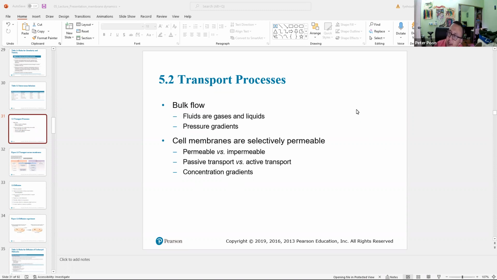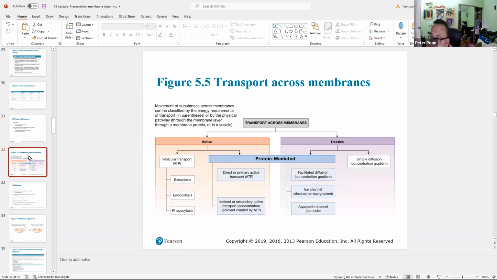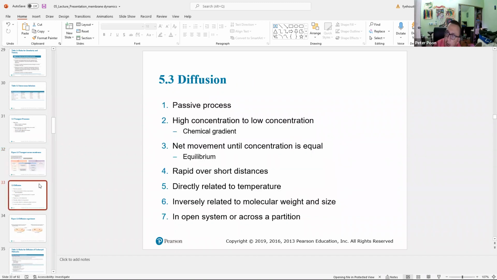Cell membranes are selectively permeable. I'm sure you've heard that many times. Now we talk about transport across membranes. Passive transport, active transport. Passive transport does not require energy. Active transport always does.